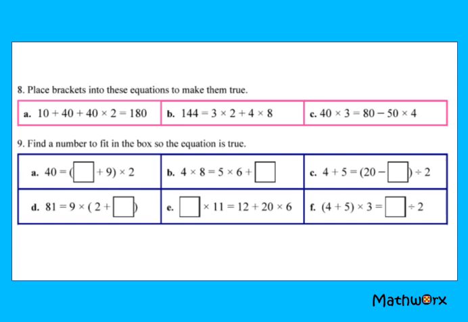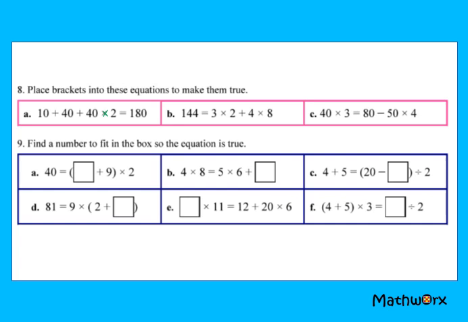Okay, so if we look at number 8 here, it says place the brackets into these equations to make them true. Now, if I was you, I'd pause the PowerPoint, try do them yourselves, and then play to find out what the answers are. Okay, if we look at A here, remember we have BODMAS, so we have a times here and we have plus. However, what do we have to do to get 180? Now the question is, what do we have to times by 2 to get 180?